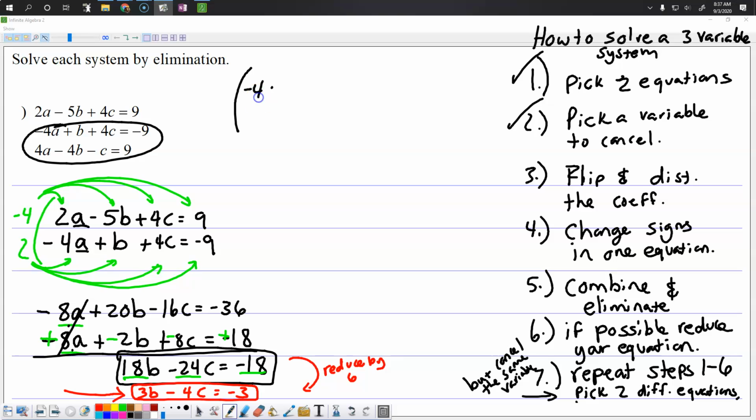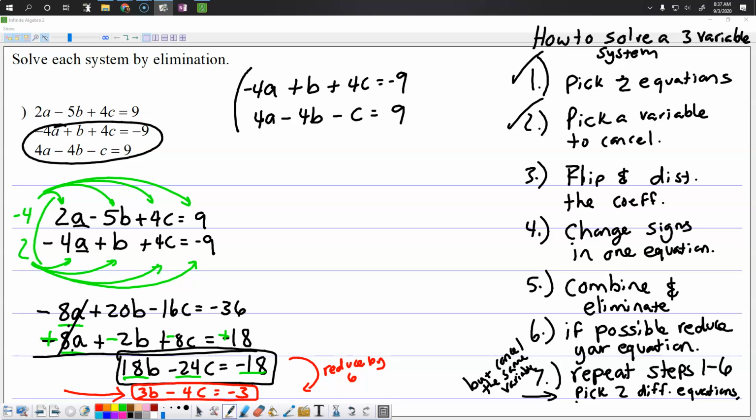Now, I want to show you guys what I mean by being smart about which variables to cancel out. If you just follow the steps, it will work. Okay, I promise you. But let's go ahead and take a look here. So I picked 2 equations. I picked the bottom 2 this time. And we want to cancel the same variable.